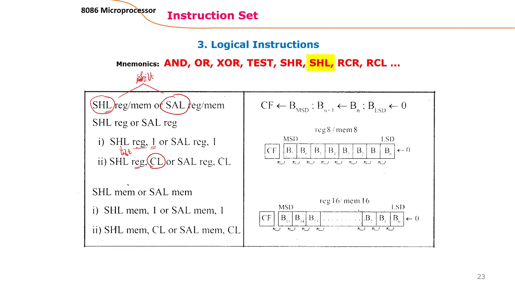Similarly, in this case we are shifting left, that means from the right we are shifting to the left. Once we shift left, whatever MSD is there will come to the carry flag, and the LSD will be filled with 0. Whenever we are shifting, a 0 is included. It is a left shift, so the rightmost position will be filled with a 0. This is indicated by this. Okay.